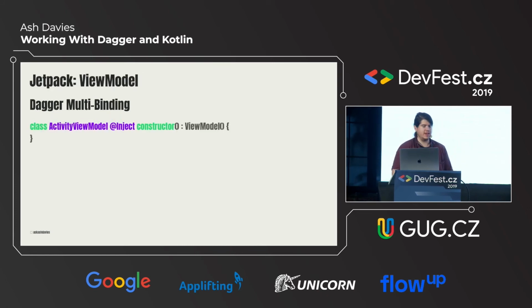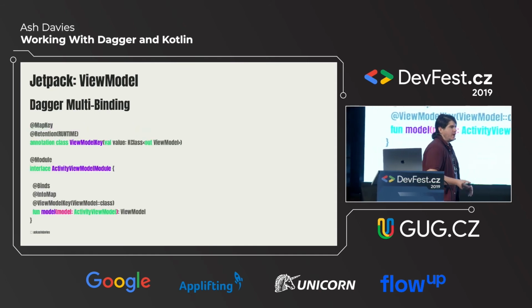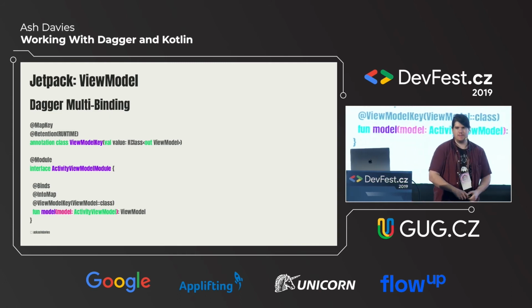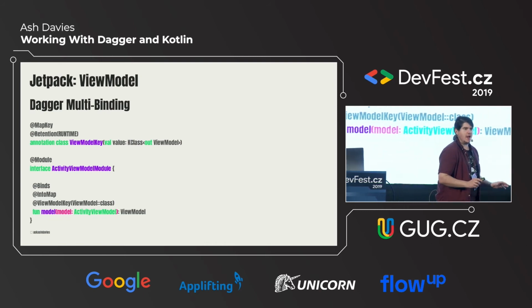So we used to utilize Dagger multi-binding, and it might look like this. You've got the activity view model, which has an inject constructor, and then you have your Dagger view model multi-binding setup. This is quite commonly used, and it's also probably the most copy-pasted code on Dagger and view models, because I think nobody knows actually how it works. It just works.